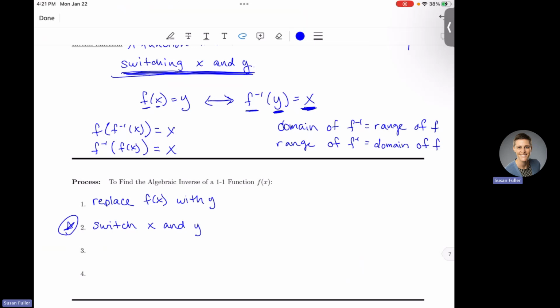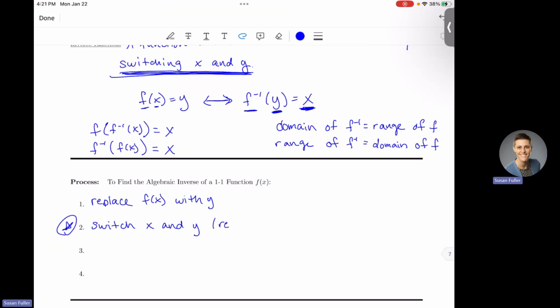And when I say switch x and y, I want you to replace all x's with y's and replace all y's with x's. You're just going to Freaky Friday switch the x and the y, switch the places that they're in. So any x becomes a y, any y becomes an x. And as soon as you switch x and y, you are in inverse land. That is your inverse function.